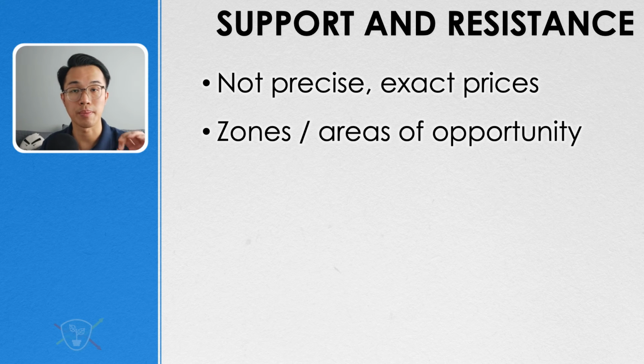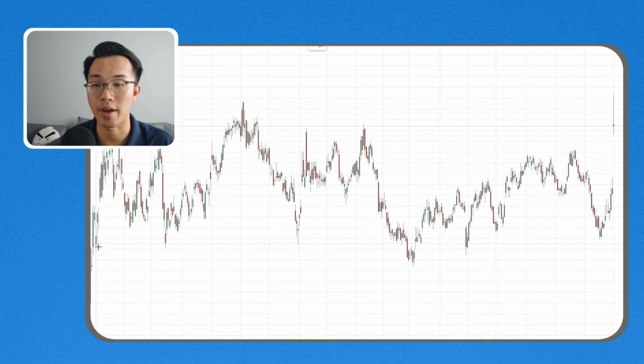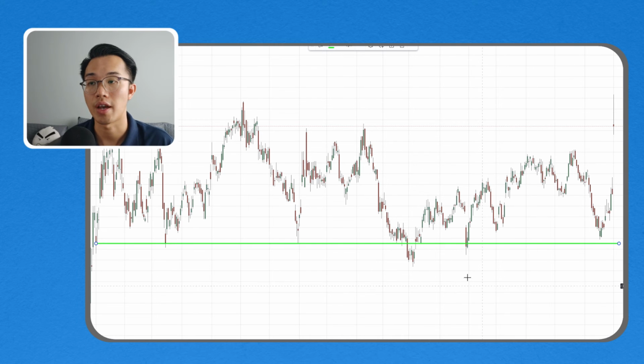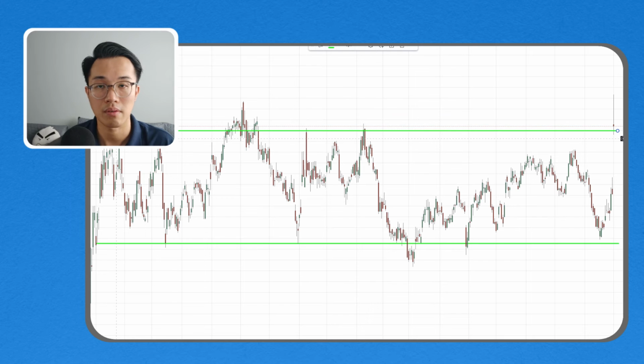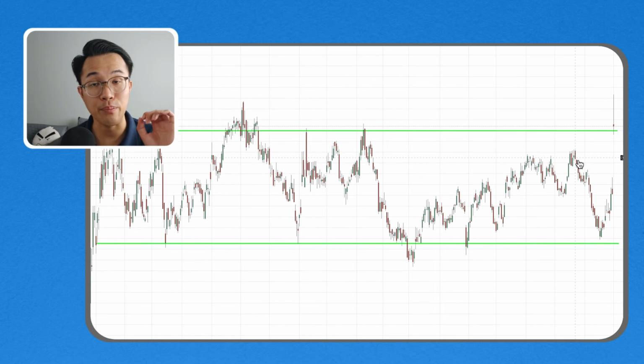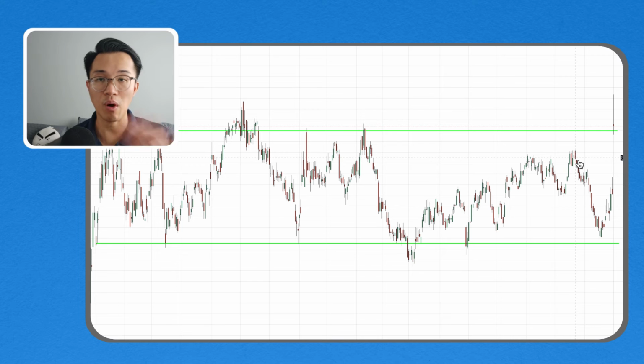Tip number 3. Support and resistance rarely, in fact almost never, will be one precise exact price. Typically, it is a zone, it is an area. The support line is somewhere here, and the resistance line is somewhere here. However, we notice that these lines do not touch every single point in which the price turns. So bear in mind, it's never going to be one precise, perfect price. And that's not what we're looking for here.